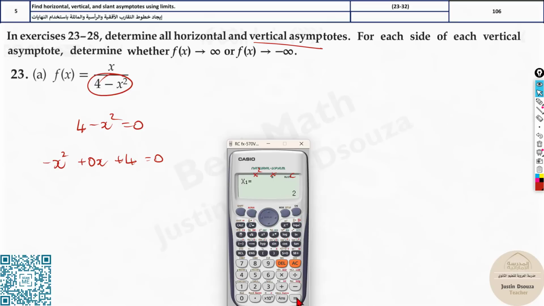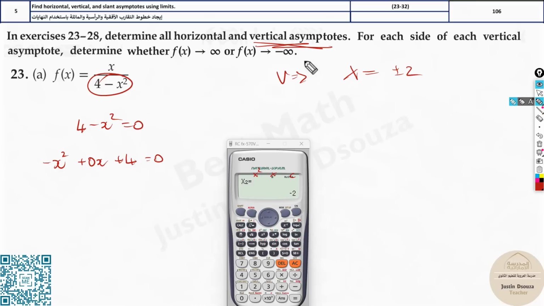So what is the answer? It's 2 and minus 2. So the horizontal asymptotes would be, sorry, this is the vertical asymptotes. I'm talking about vertical asymptotes would be x plus or minus 2. Or you can write x equals 2 and minus 2. Now, what about the horizontal one?